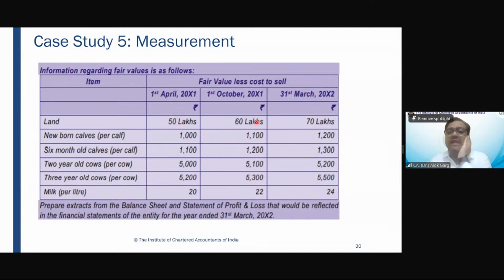The fair value of the land was given at various points of time. Is it relevant? No, sir. So basically the land is not an Ind AS 41 item, land is an Ind AS 16 item. If the company has opted for the revaluation model, then it will become relevant, otherwise not. If the company has opted for the cost model, then this land continues at cost, correct, which is 50 lakh.